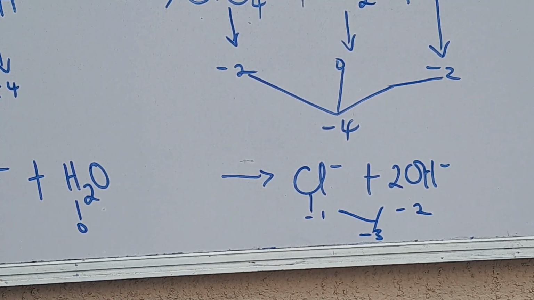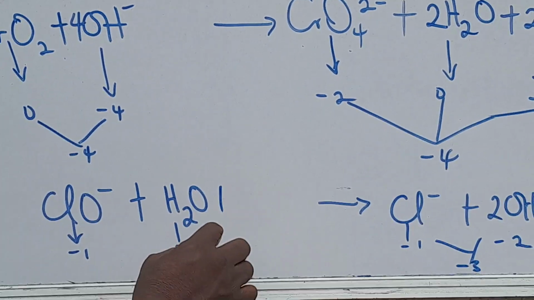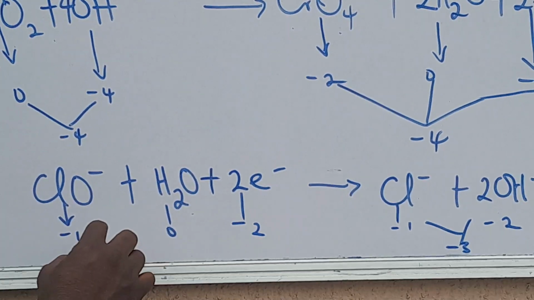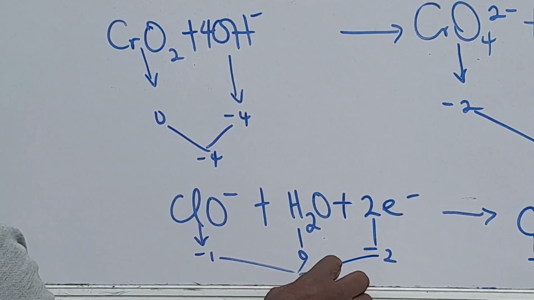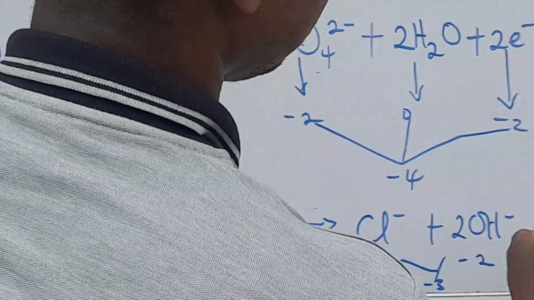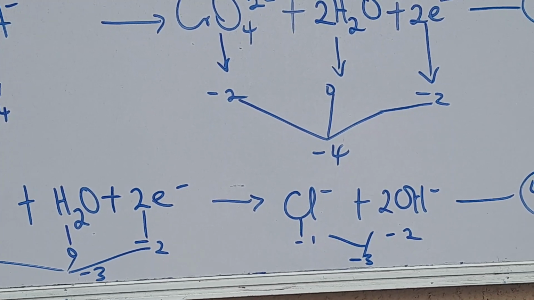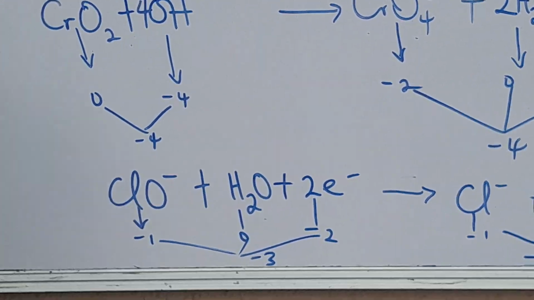What do I need to do now? I need to add an electron, 2 electrons rather. So minus 2. So total here is what? Minus 3, minus 3. Equation 4. Are you following? Equation 4 is also balanced. So let's check step 3.